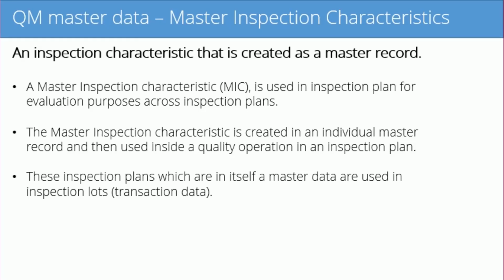Now, in an organization, it may happen that not all materials are subjected to quality testing. We can manipulate the master data, like the material master, in a way that no inspection lots are generated for those materials on receipt.